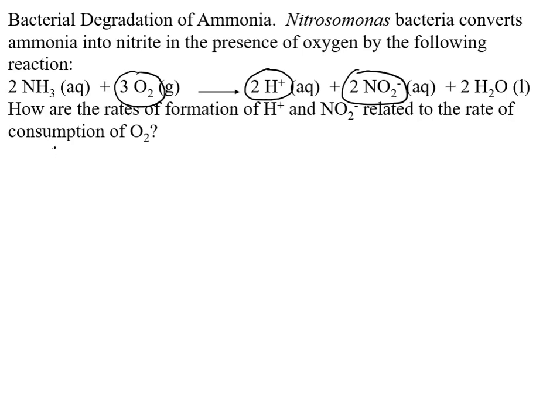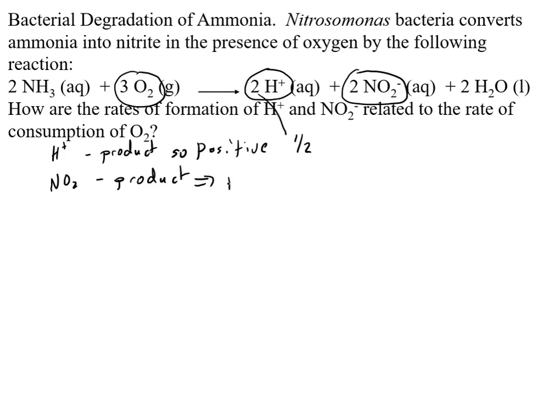I'll go in the order that it says. Hydrogen ion, it's a product, so positive. And the 2 coefficient becomes 1/2. NO2-, it's a product, which means it's positive, and again the 2 becomes a 1/2. For the O2, it's a reactant, so therefore it's going to be negative, and it becomes 1/3 because of the 3 there.